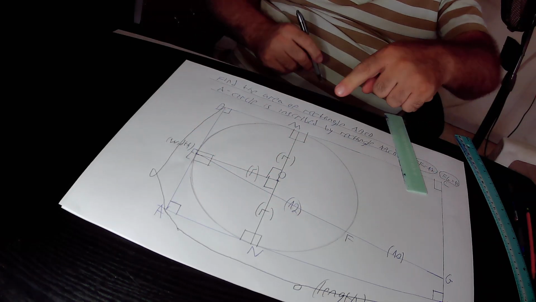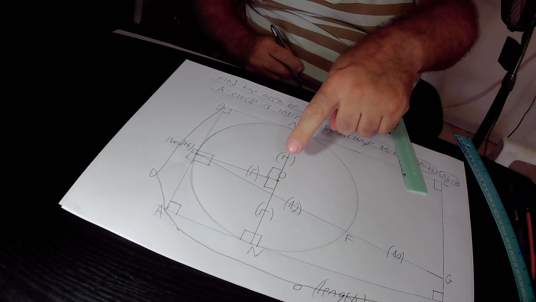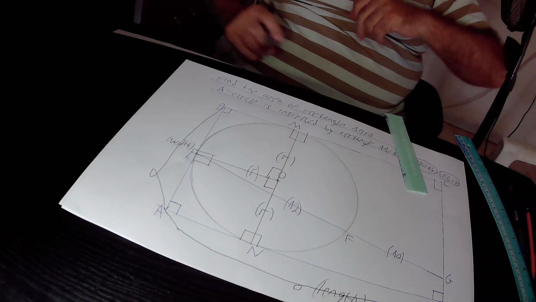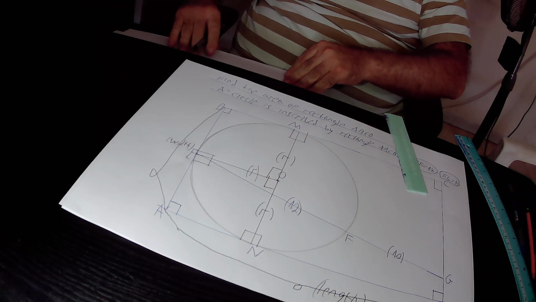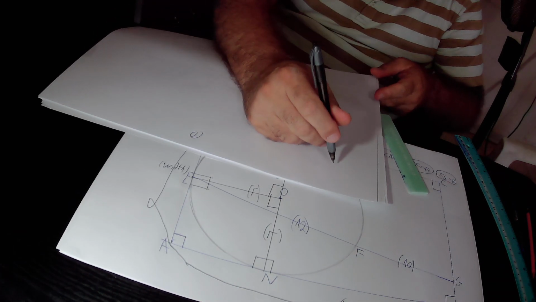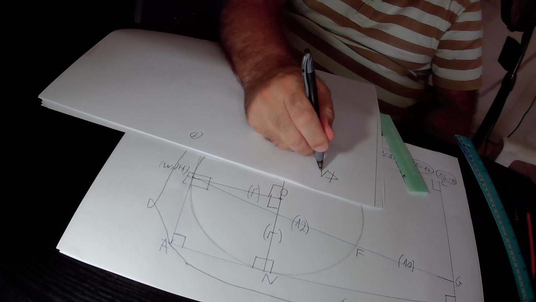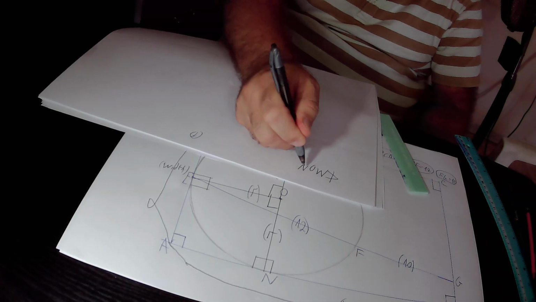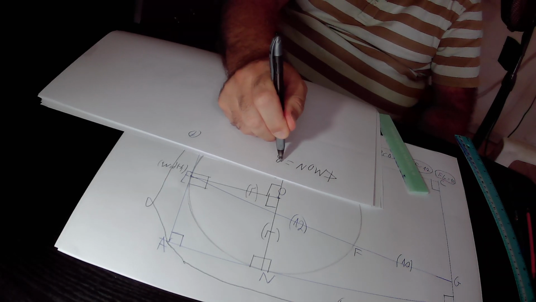So, the big angle MON is equal to 90 degrees plus 90 degrees, that is 180 degrees. So, I write it down. Angle MON is equal to 180 degrees in its size.